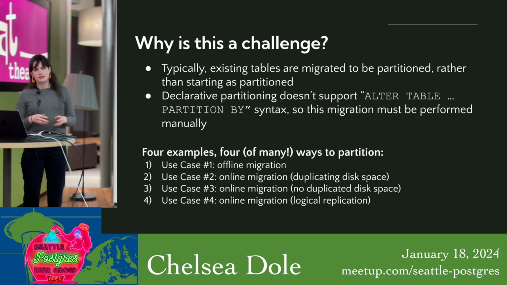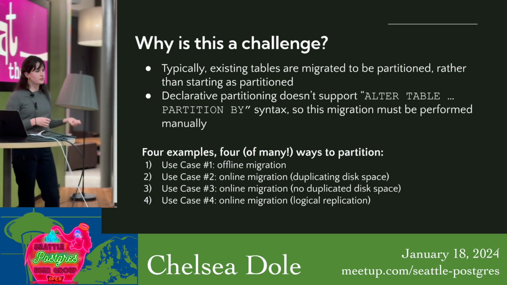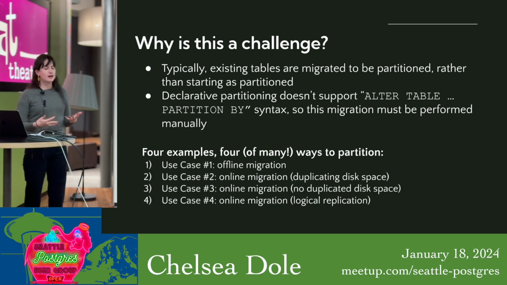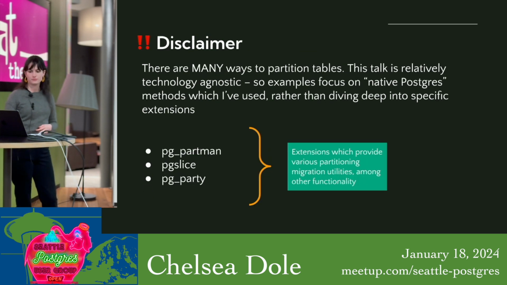So in this section, these 4 examples are going to be first an offline migration, and then the last 3 being online migrations with varying levels of disk space usage, and finally the last one using logical replication.